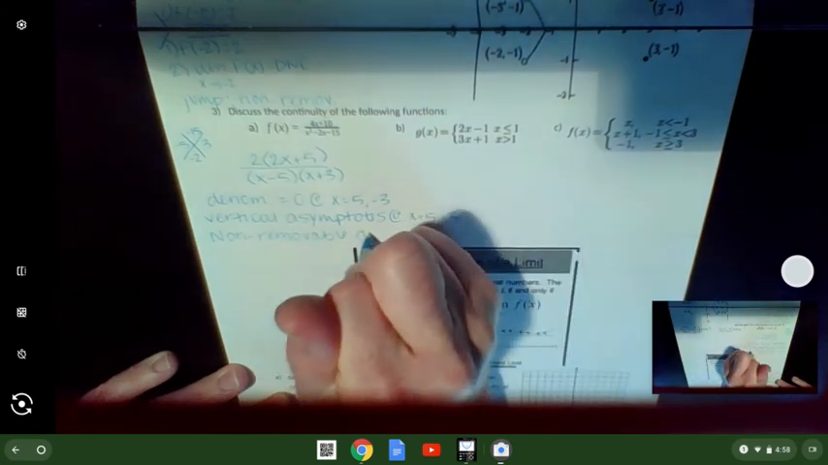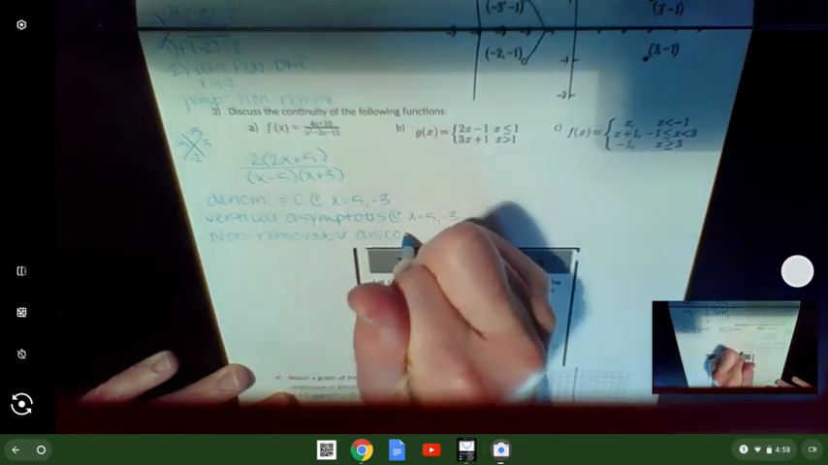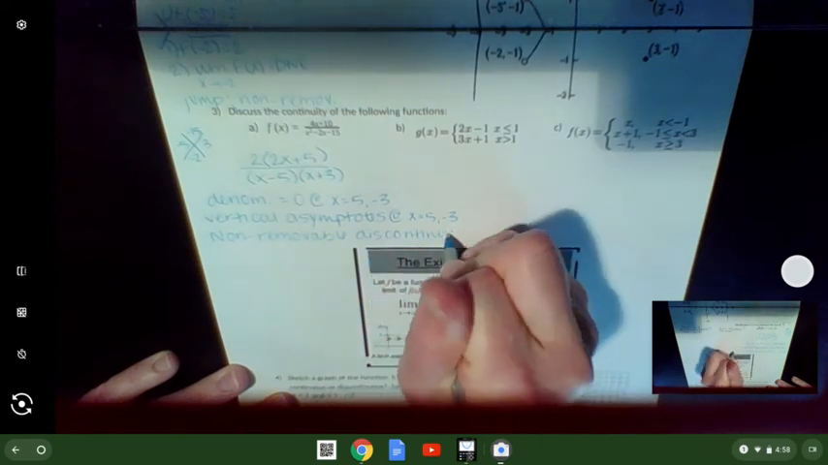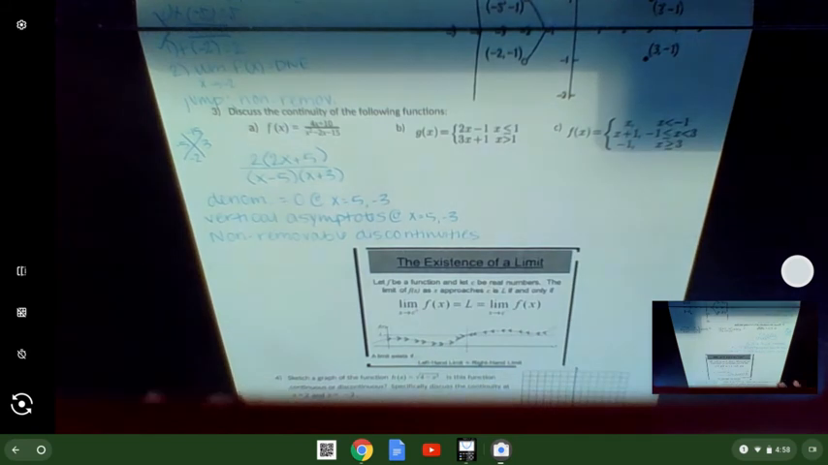Non-removable discontinuities. I am not a speller. Really have to sound that out.